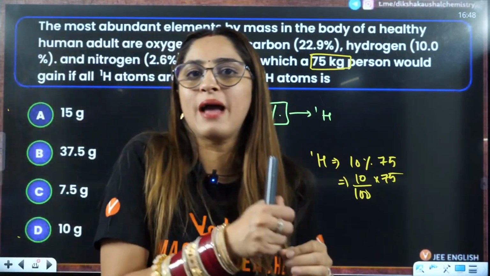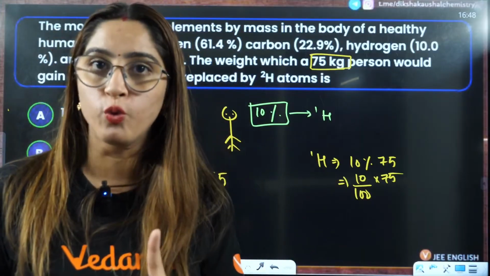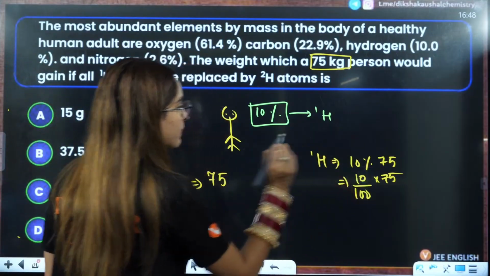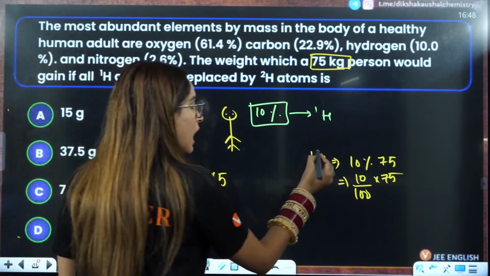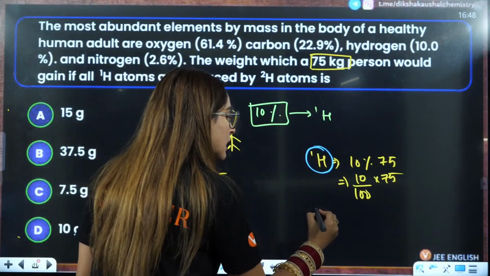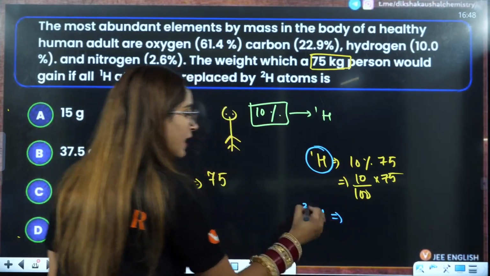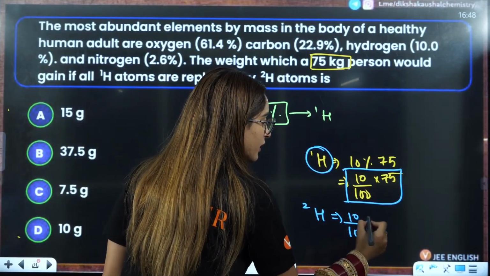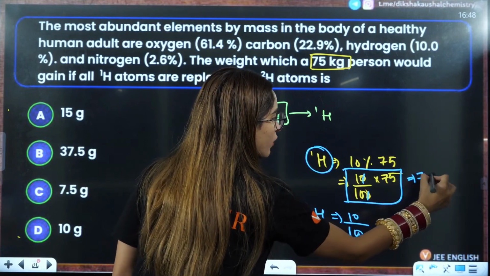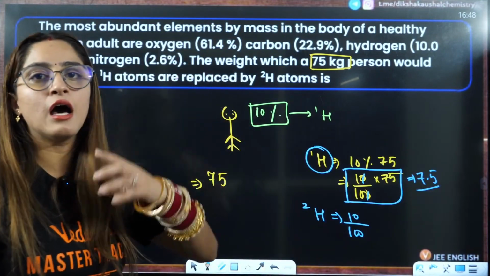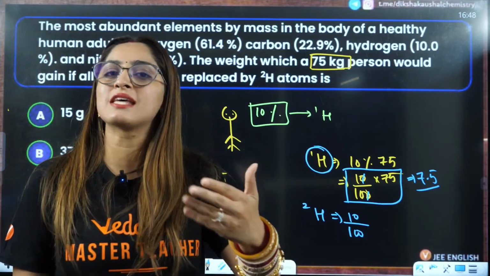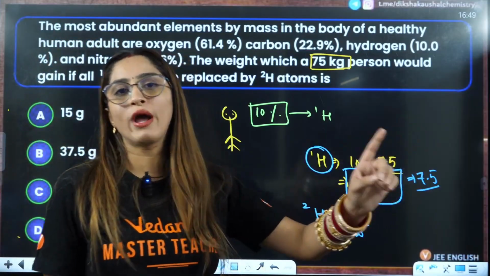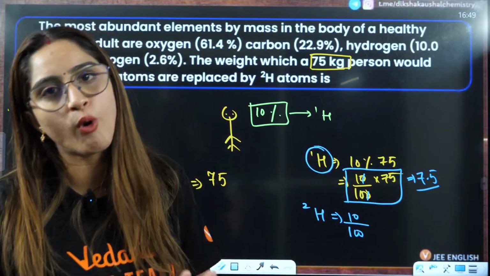Now, if they replace some atoms in my body with isotope 2, with deuterium, then what will happen? You have to replace this with deuterium. First, you have to see how much hydrogen you have. 10 divided by this, you can see this is going to be 7.5. That means in a body whose weight is 75 kilograms, you have 7.5 kilograms of hydrogen in your body.